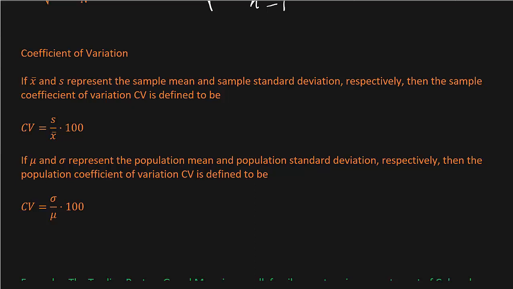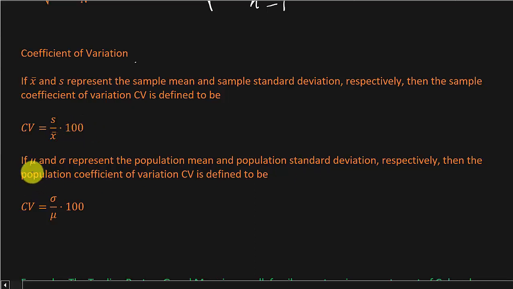And that's why we have this coefficient of variation. It expresses the standard deviation as a percentage of the sample or population mean. Okay, so we're looking at a percentage rather than units of measurement. So the coefficient of variation, if x bar and s represent the sample mean and sample standard deviation respectively, then the sample coefficient of variation, which we'll denote as CV, is the sample standard deviation divided by the sample mean times 100. That's going to give us a percentage.